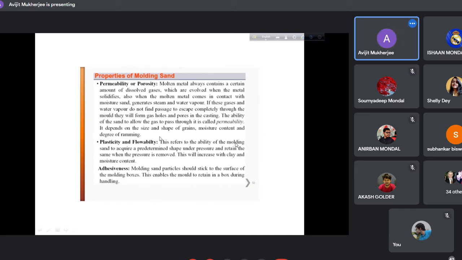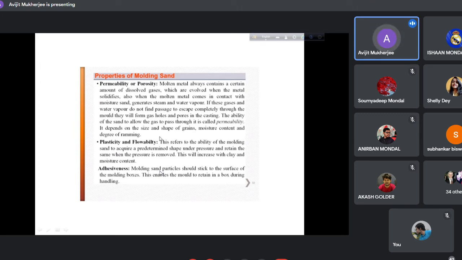So some holes or passages must be there in between the sand particles for the easy escape or removal of the dissolved gases. That is the concept of permeability or porosity. It is the ability of the sand to allow the gas to pass. This permeability depends on the shape and size, as I have mentioned. If it is a very powdery mass, then obviously the structure will be very compact and permeability will be less.